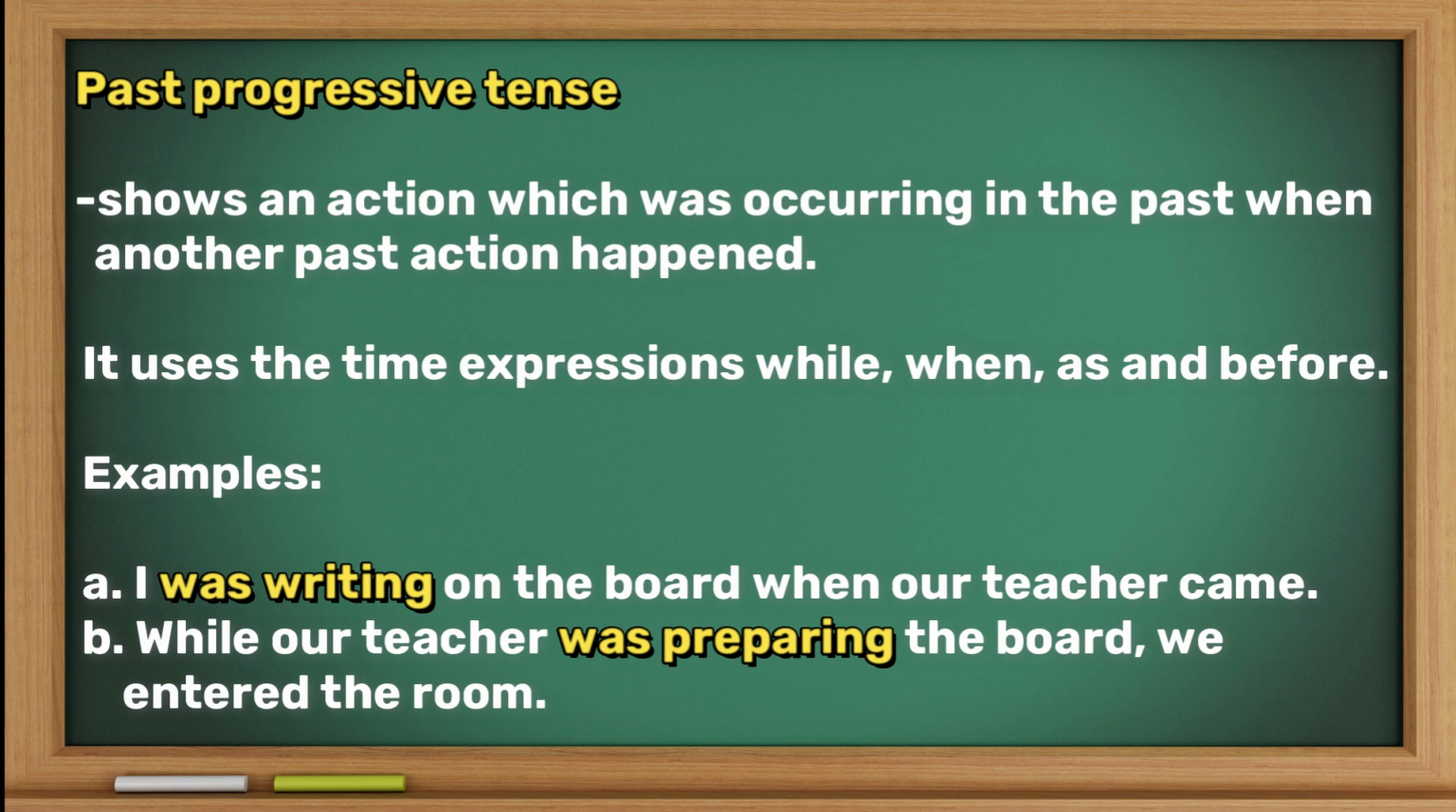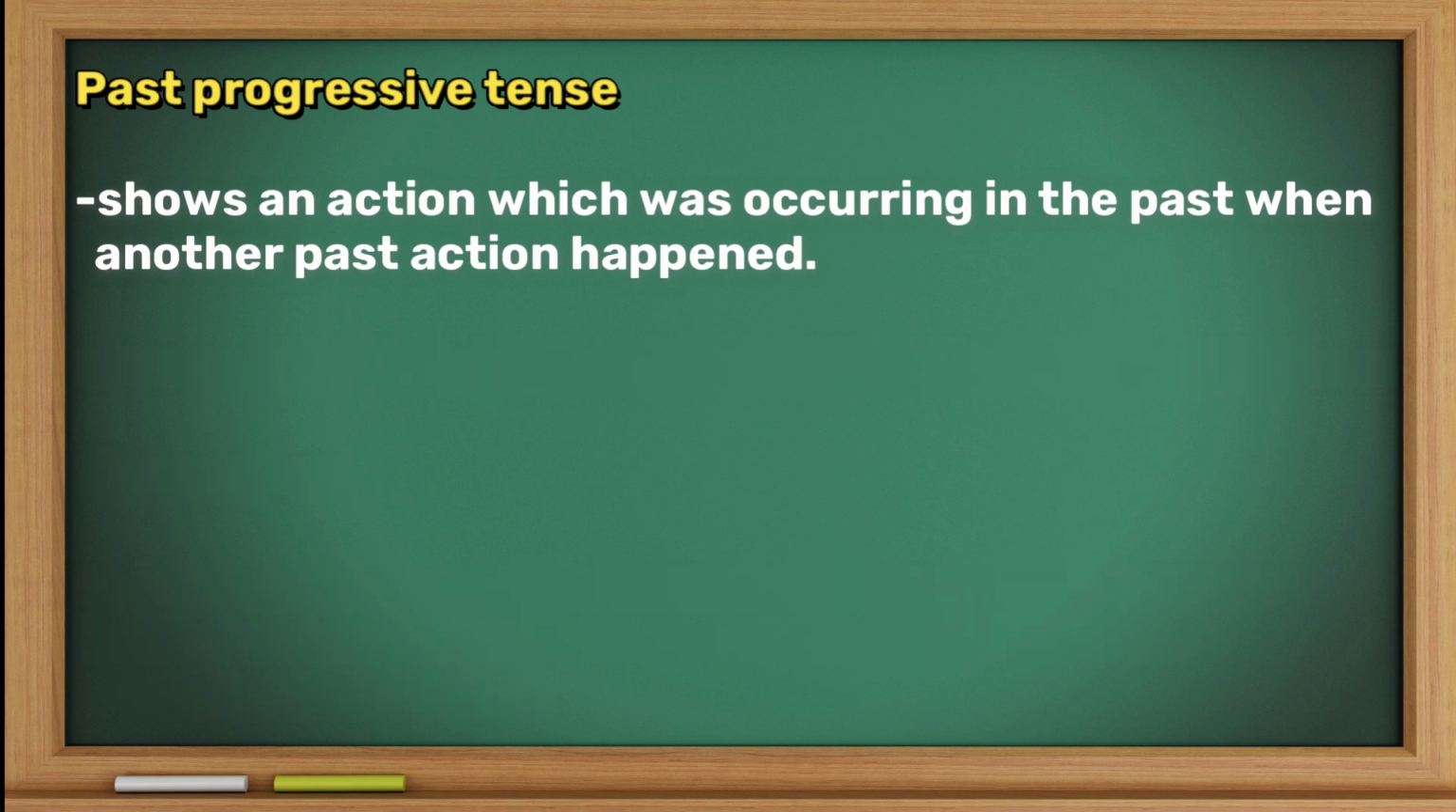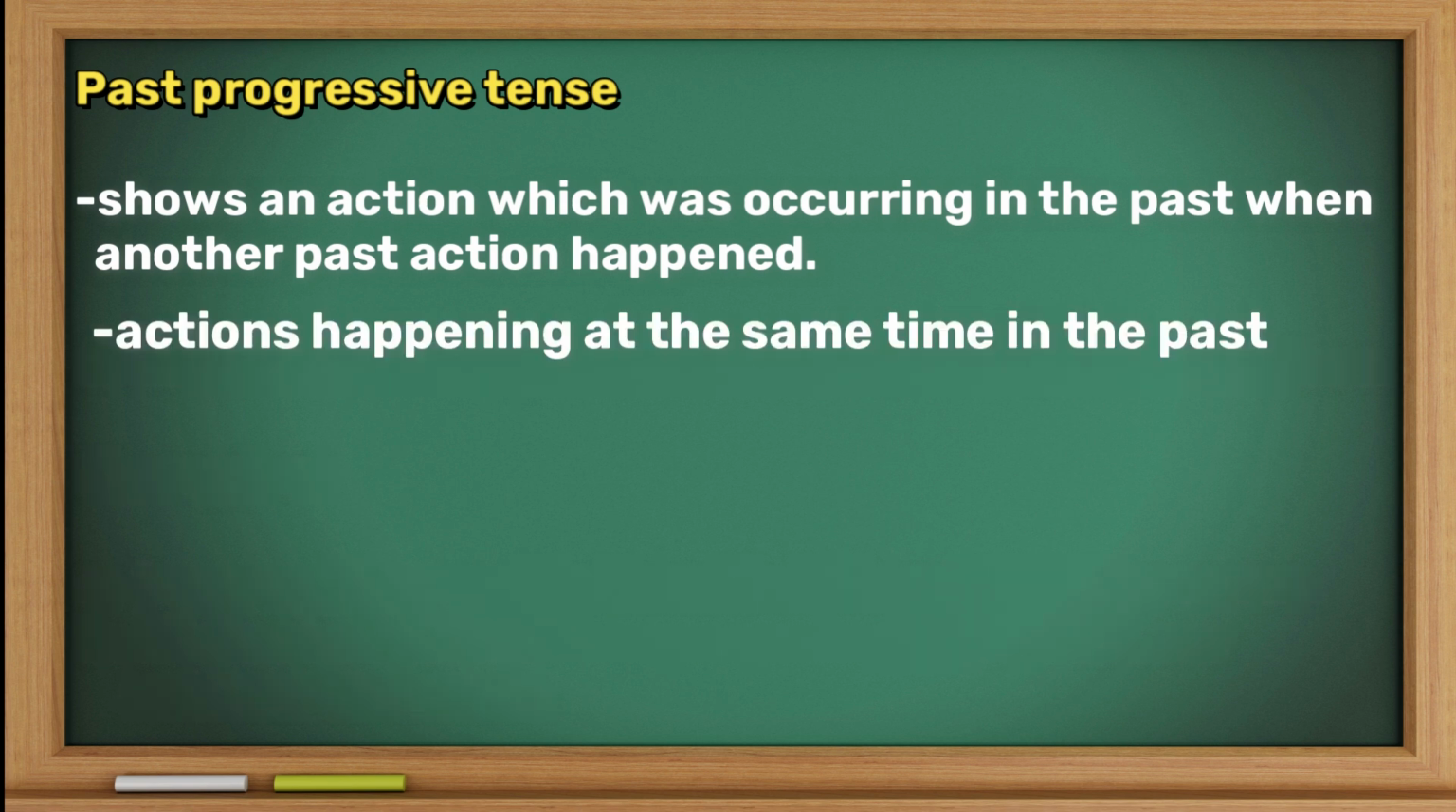Examples: I was writing on the board when our teacher came. While our teacher was preparing the board, we entered the room. The actions were happening at the same time in the past.